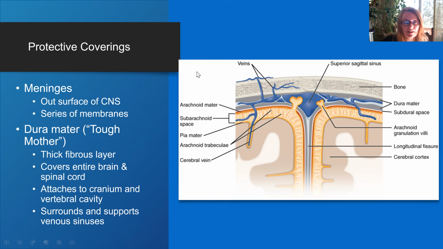We mentioned this protective covering, the meninges. It's a series of membranes, and we have the dura mater, or tough mother. It's a thick fibrous layer, covers the entire brain and spinal cord, attaches to the cranium and vertebral cavity, and supports and surrounds your venous sinuses, right? So over here, we would say that's our dura right here, right? So here's the dura mater, here and here.